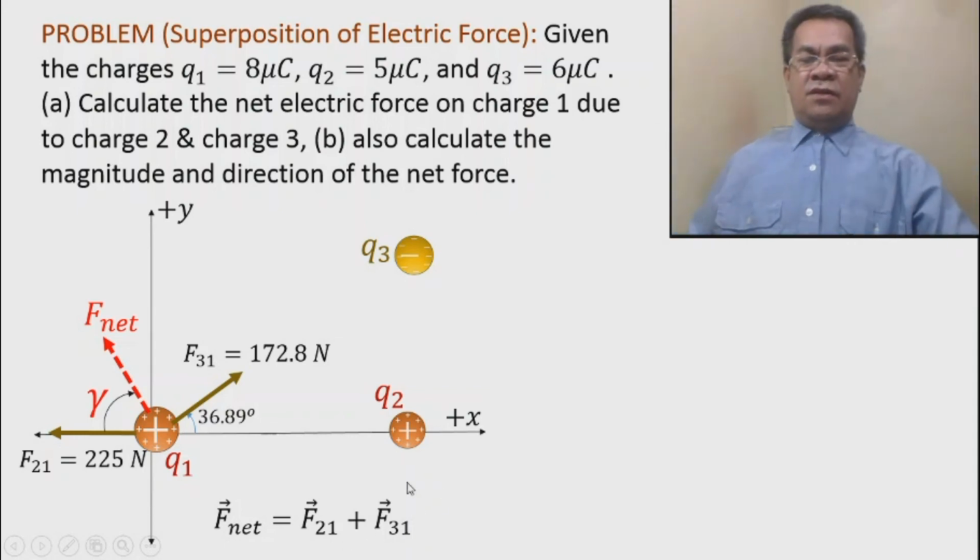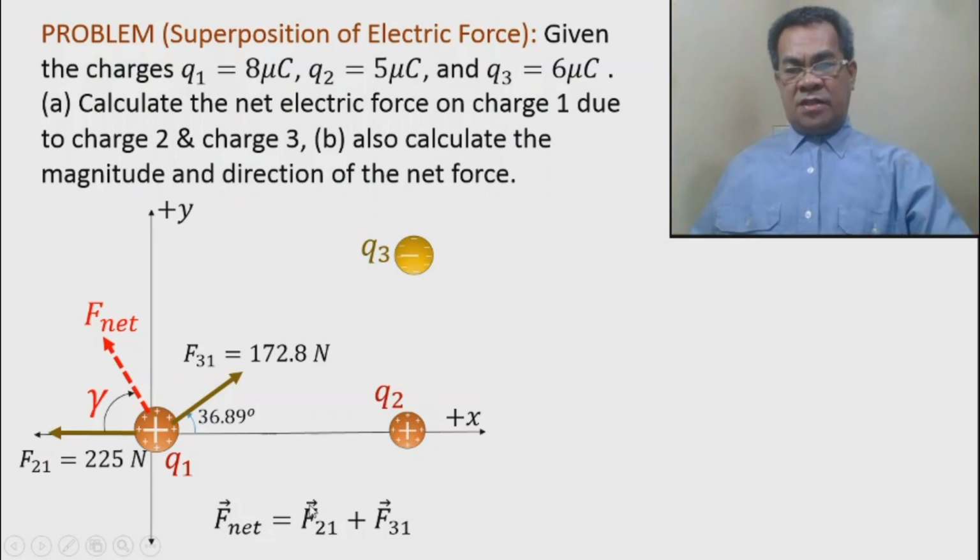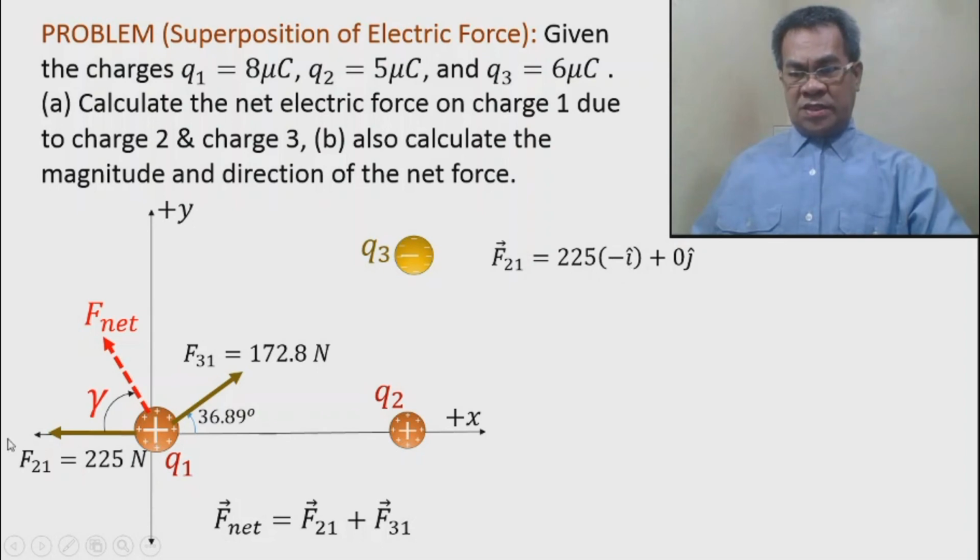Okay? So, first, what is the vector force that 2 exerts on 1? Remember, this is towards the negative x. So, to find the vector, multiply the magnitude, which is 225, by negative i hat, because this is directed towards the negative. And the magnitude of the j component, or y component, is 0, so this term will be cancelled out. So the force that 2 exerts on 1 is negative 225 i hat. Okay, so we can substitute this value.